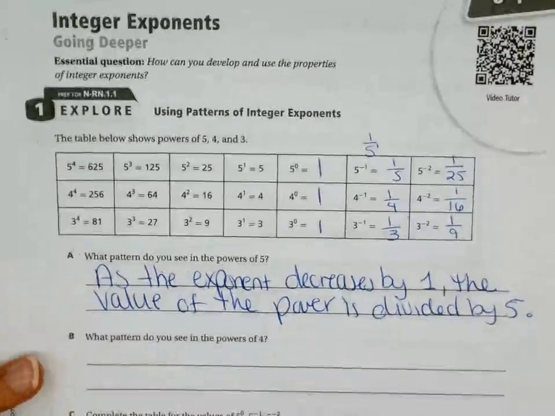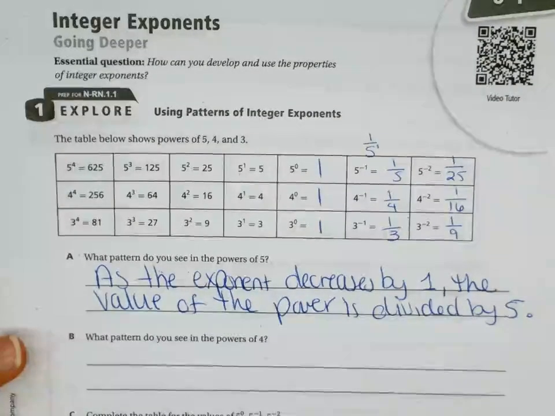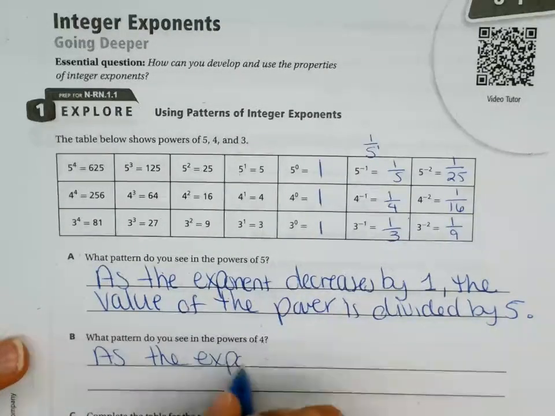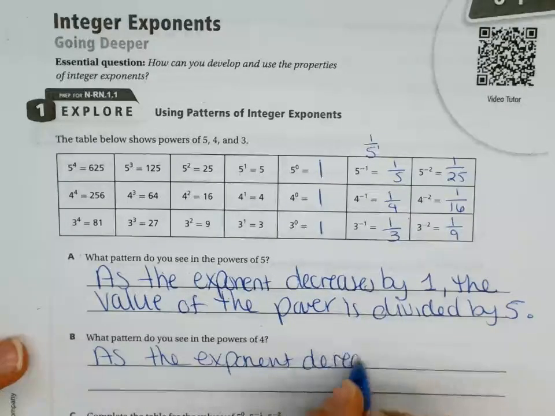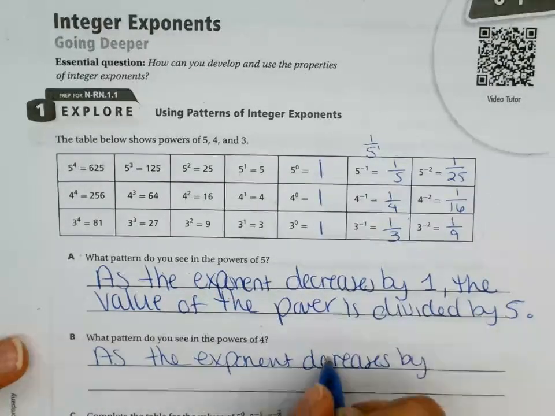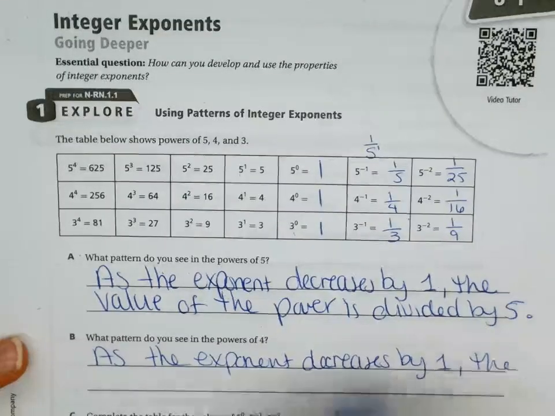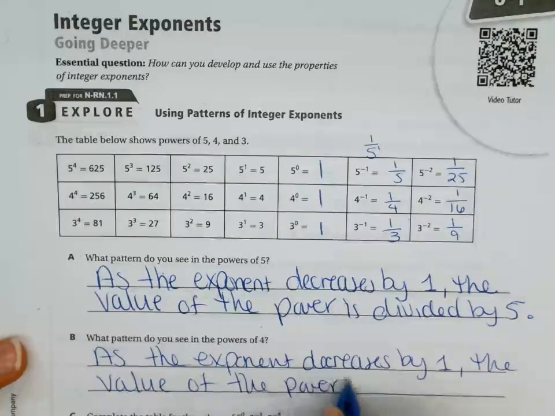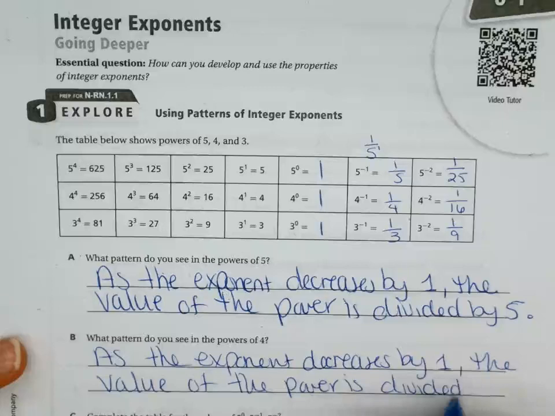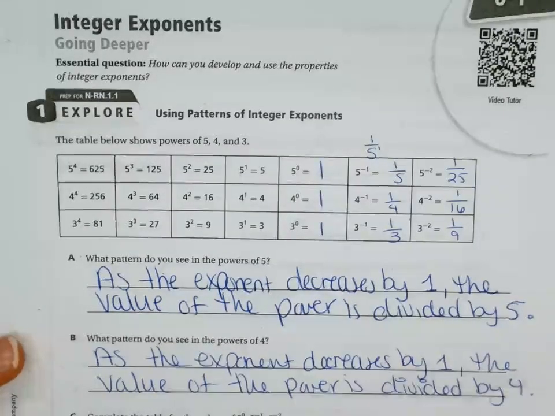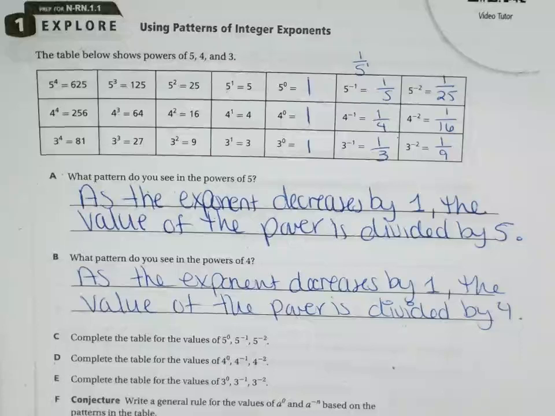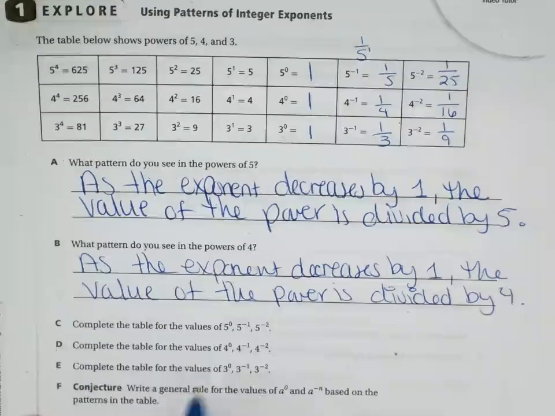What pattern do you see in the powers of 4? So as the exponent decreases by 1, the value of the power is divided by what? By 4. Complete the tables for 5 to the negative 1, 5 to the negative 2. Complete it for the 4s and for the 3s. Write a general rule for the values of a to the 0. So anything to the 0 power is?